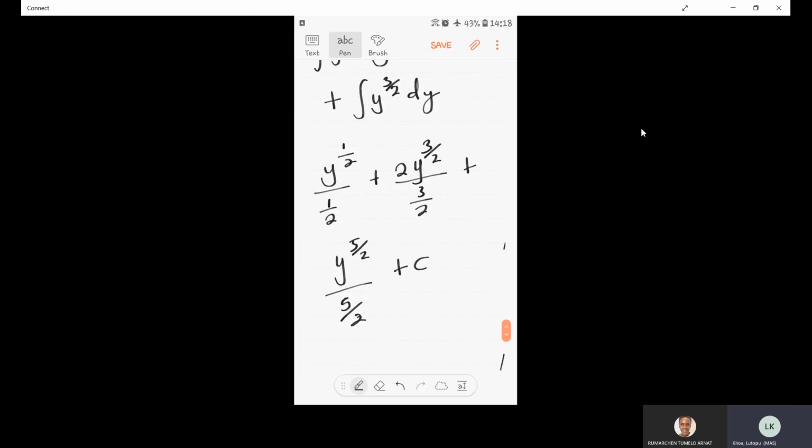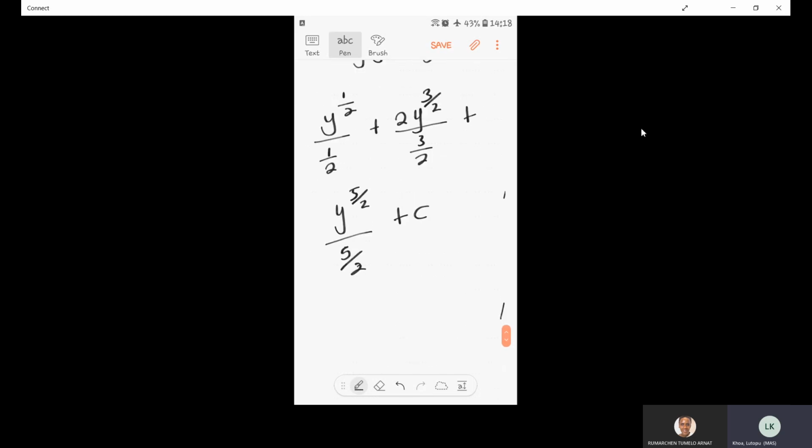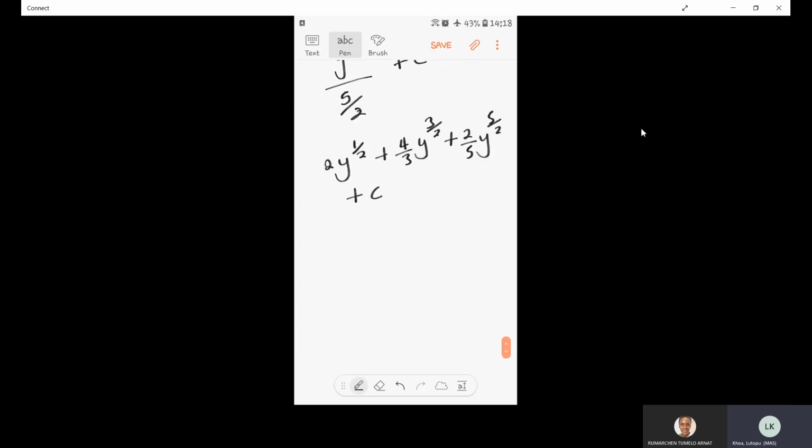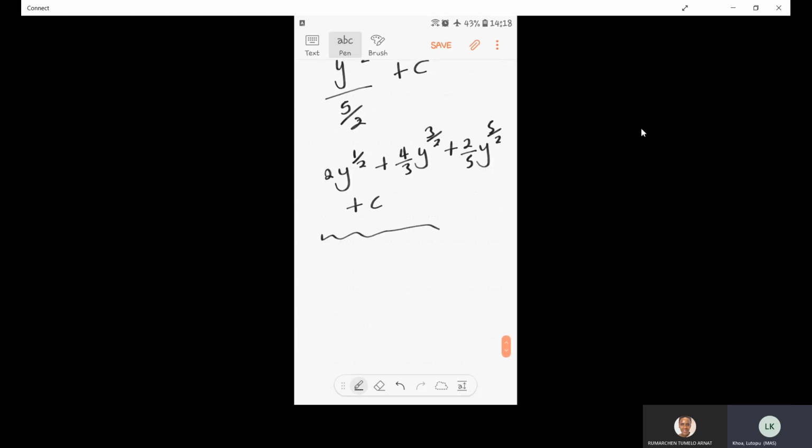So simplifying this, we have 2y to the power of half, or just 2 square root of y, and then we have 4 over 3 y to the power of 3 over 2, and then there's 2 over 5 y to the power of 5 over 2, and always have your constant over there. Then you are done with that integral.